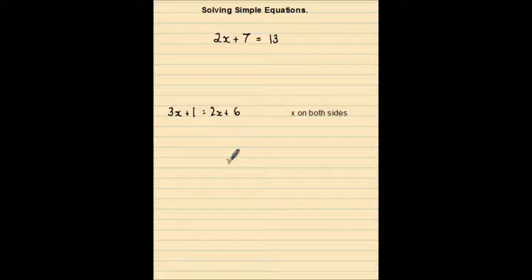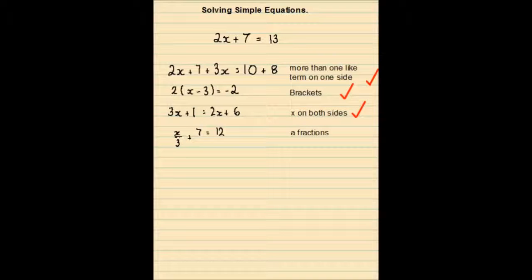How do we get rid of the 2x? We do this by applying its inverse or opposite to both sides of the equation. And the inverse of plus 2x is minus 2x. And we just do that to both sides. Then we simplify. And once again, we have an equation that we can solve.